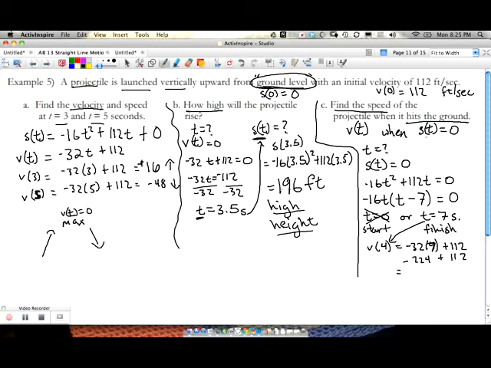Now, there's an interesting word here that I kind of ignored, but now I want to pay attention to it. It's speed.